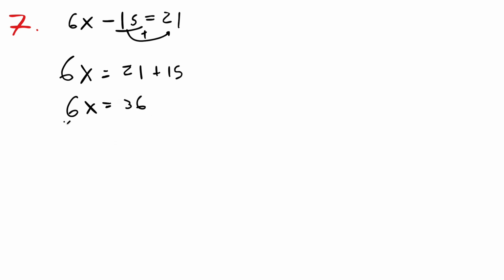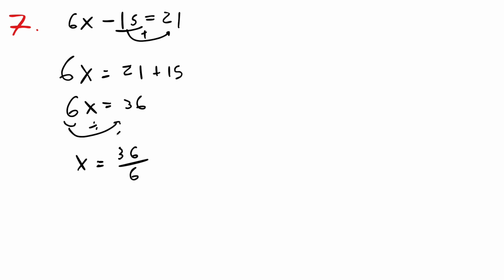And so, we pass the 6 to the other side to divide. x is equal to 36 over 6. Is 36 a multiple of 6? That is the big question, and it is. So, how do we do this? You can either divide or simplify.